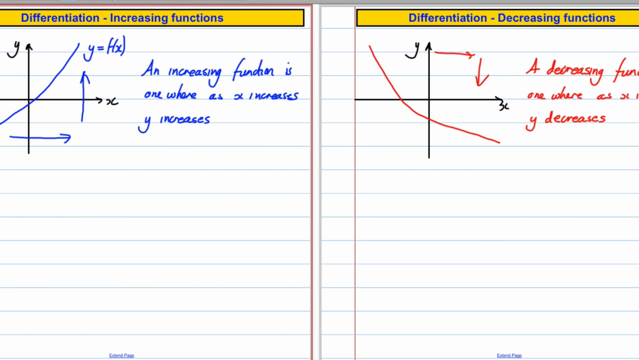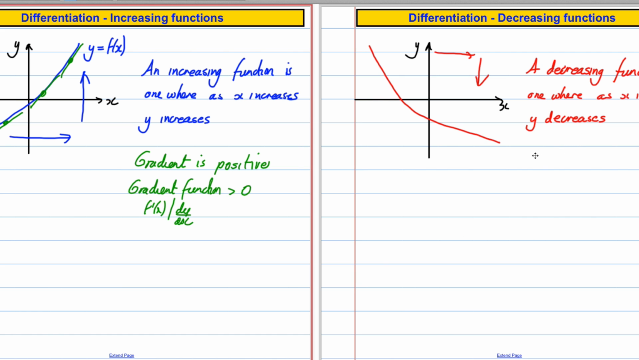Well, think about it. If I work out the gradient at any point here, look, I'm drawing random tangents to it. Can you tell me what type of number the answer would be if I worked out the gradient? Well, for an increasing function, the gradient is positive. Okay? Or you could say the gradient function is positive. So that's f dashed x or dy by dx, depending on what notation they've used, is bigger than 0.